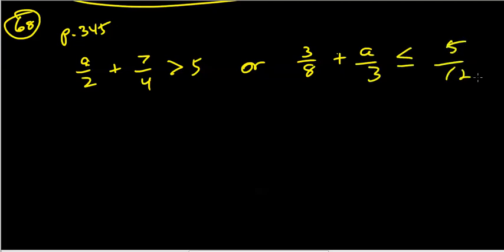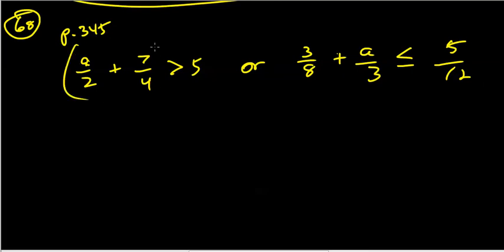Now let me make sure I copy this right. A over 2 plus 7/4 is greater than 5, or 3/8 plus a over 3 is less than or equal to 5/12. Alright, so a little nastier. There's a lot going on here with these fractions. Don't panic. We're going to solve each of these independently.